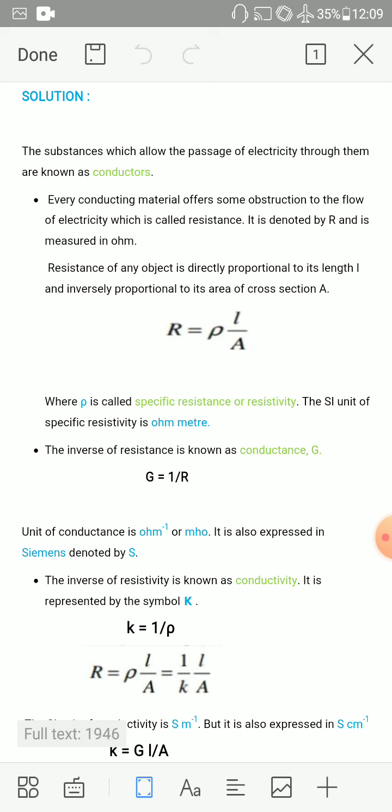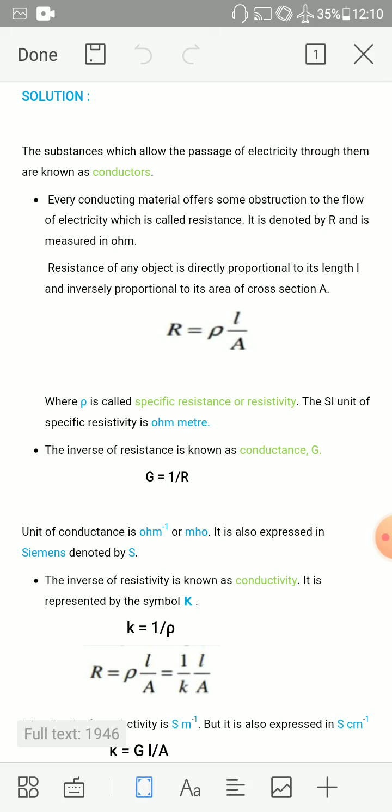By combining these two statements, R directly proportional to L and R inversely proportional to A, you will get the relation R is equal to rho L by A. Remember, this same relation you have studied in class 10 physics, where L is the length of the conductor and A is the area of cross section. In case of electrolytic solution, L is the distance between the two electrodes and A is the area of cross section of each electrode.